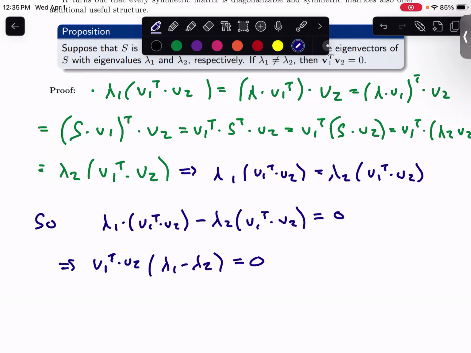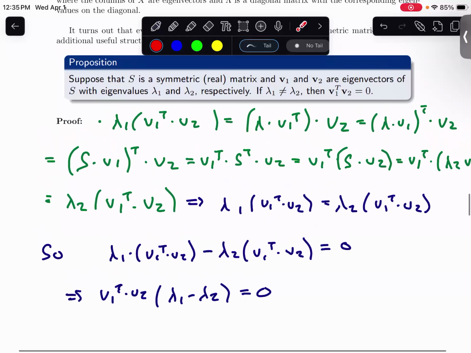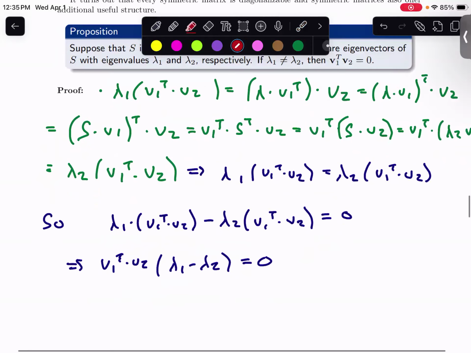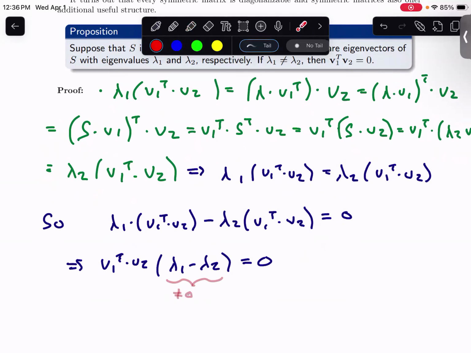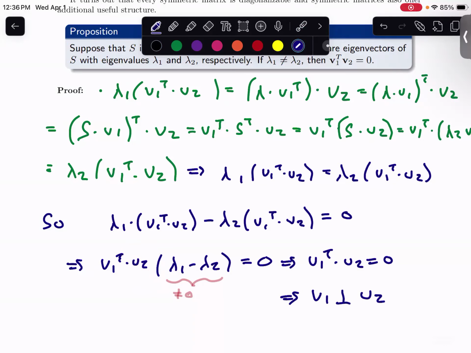And then the last assumption we made was that lambda 1 and lambda 2 are not equal to one another. So we can say definitively that lambda 1 minus lambda 2 is not equal to 0, and so that must mean the other factor is equal to 0. This forces V1 transpose times V2 to be equal to 0, which implies that V1 and V2 are orthogonal to one another.